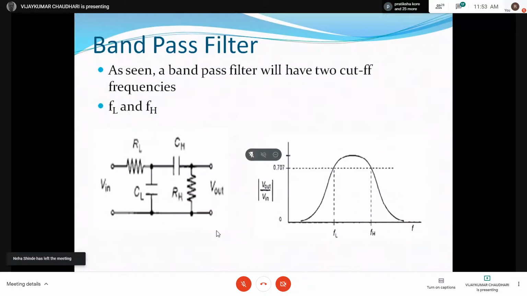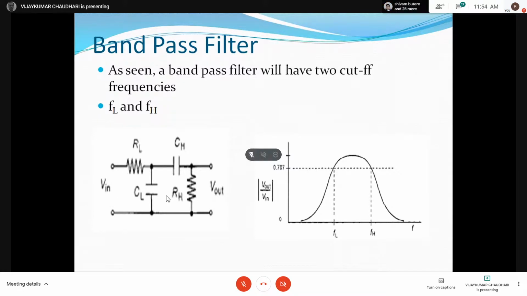Okay. So a combination of low pass and high pass will have two cutoff frequencies, right? And the characteristics will be something like this. Then the 0.707 or minus 3 dB frequency, right? Minus 3 dB, and corresponding to that, this is the high pass cutoff. FL is the high pass cutoff. FH is the low pass cutoff.